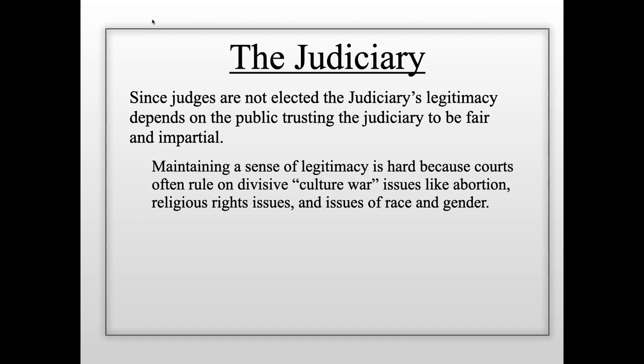These are moral issues that people feel very strongly about, like abortion, religious rights issues and issues of race and gender. These are the kinds of things that get people arguing very passionately with each other. And the courts have to rule about these kinds of things: whether abortion should be legal or not, how much religious rights we have to do certain things, how much rights people have to be protected from discrimination of race and gender, how much equality we should give to women in certain respects or African Americans. These are the kinds of issues that really pull people apart.